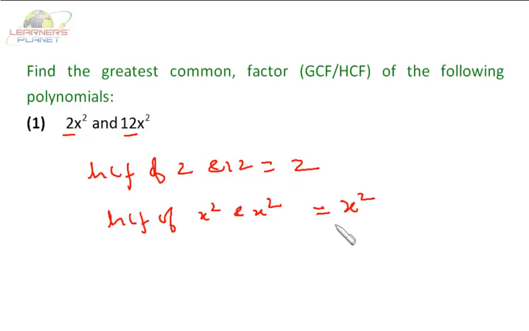Okay, so what is the HCF of the combination? That will be 2x square. So the final answer to this problem is 2x square, or we can say HCF of 2x square and 12x square is 2x square, or in other words we can say that both of them are divisible by 2x square, or we can say 2x square is the highest factor which is common between these two. Okay, let's take the next example.